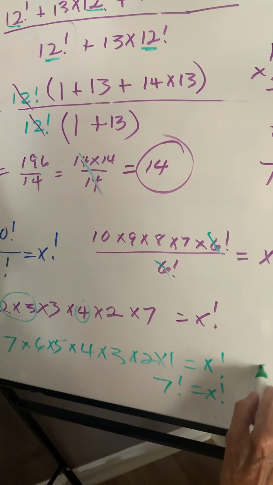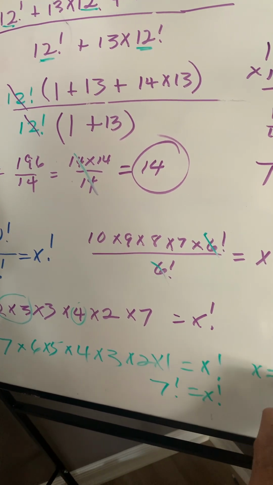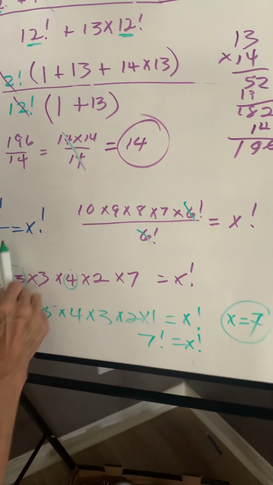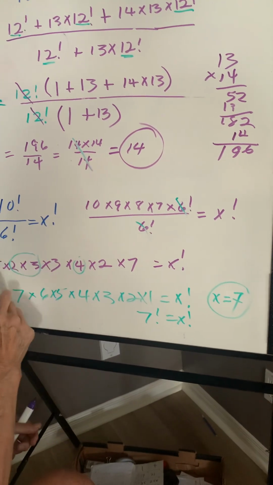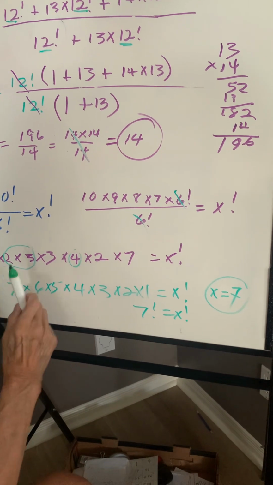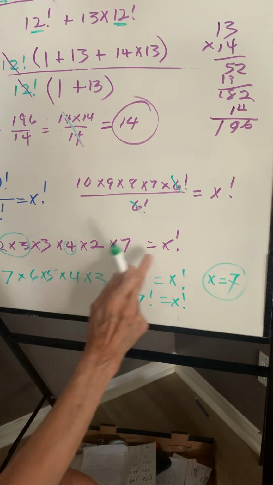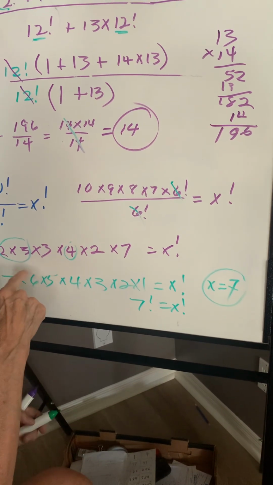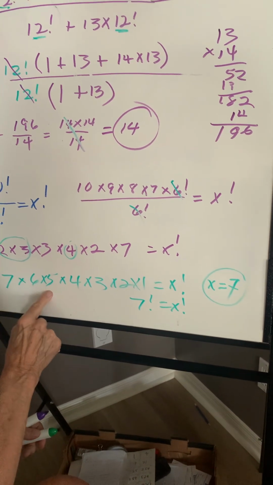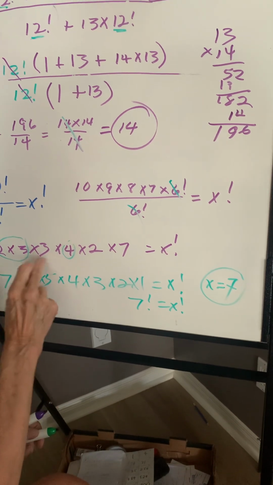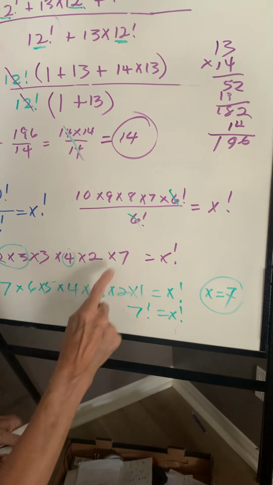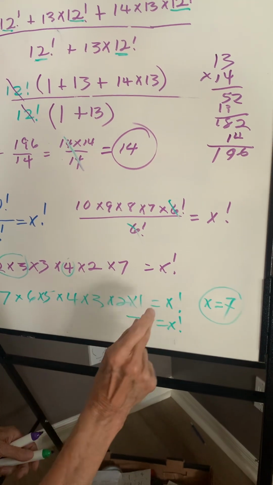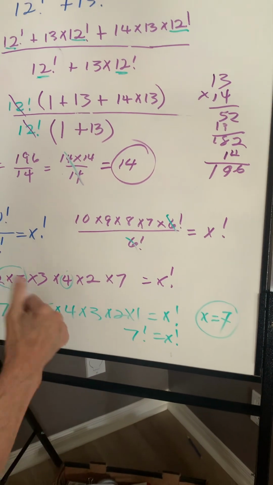Therefore, x is 7. I think that's really neat. You have to break this all up. 10 is 5 times 2. Okay, that makes 6. The 7 goes first. Okay, I have a 5. Let me see, my 5 is over here. I have a 4. I have a 3. I have a 2. And the 7's at the beginning. 7, 6, 5, 4, 3, 2, 1. 7 factorial. I love that question.